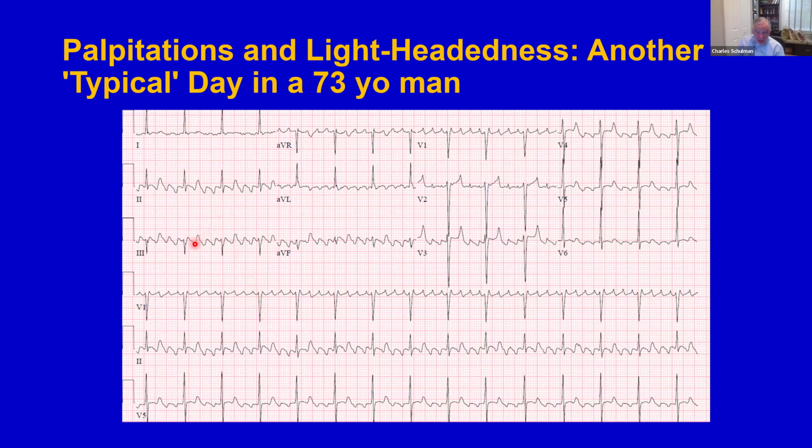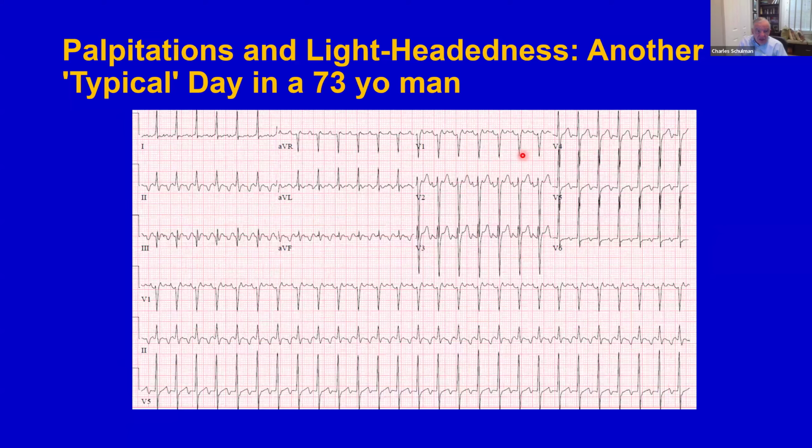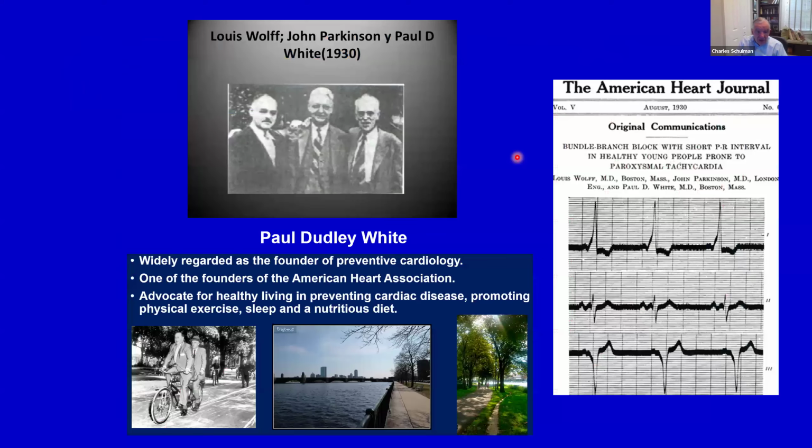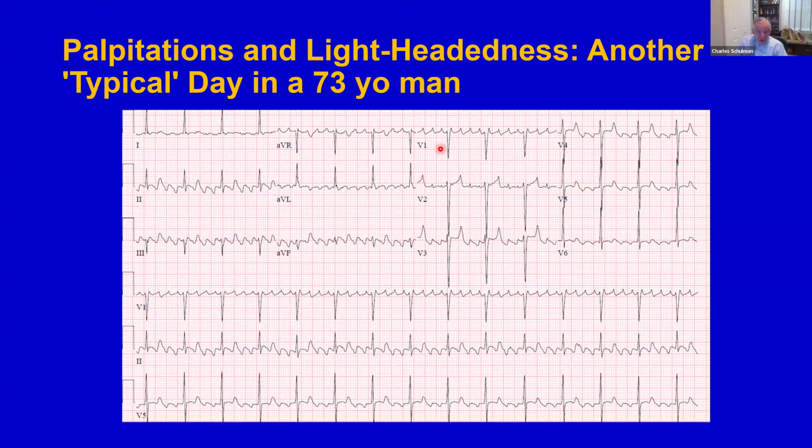And you see what is called a sawtooth pattern in leads 2, 3, and aVF. So negative P waves in 2, 3, and aVF. Negative because the reentry circuit is traveling in a counterclockwise fashion. And so here he is with 4-to-1 conduction and a ventricular rate of a little under 100.